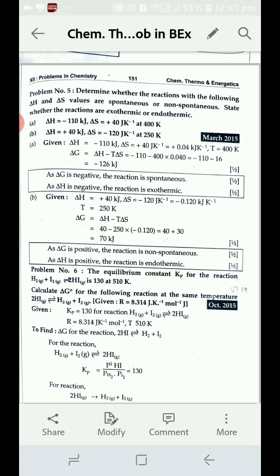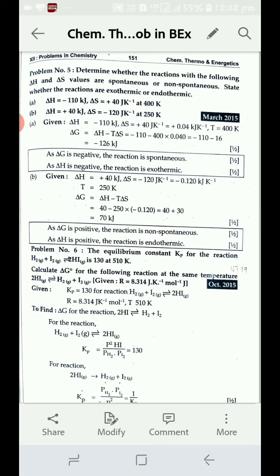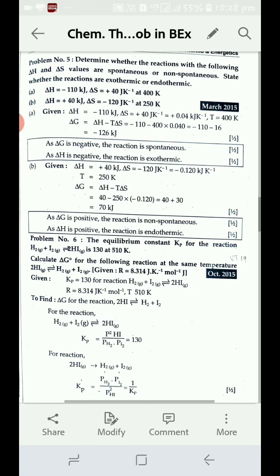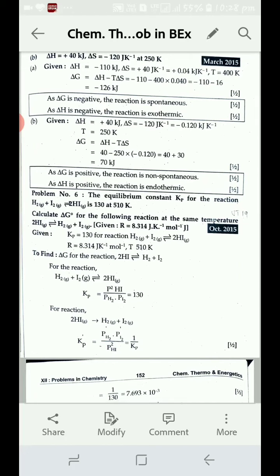So the Kp value is given as 130. And for the reverse reaction, 2HI gives H2 plus I2, what is Kp? Change only numerator and denominator. The numerator becomes the denominator, and the denominator becomes the numerator. So Kp dash is equal to PH2 into PI2 divided by PHI raised to 2, which is nothing but the reciprocal of Kp. So 1 by Kp. So your value for Kp dash is 1 upon 130, so the answer is 7.693 into 10 raised to minus 3.